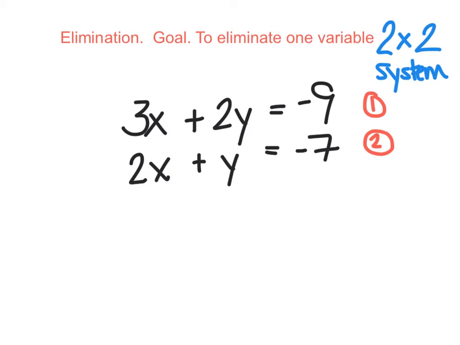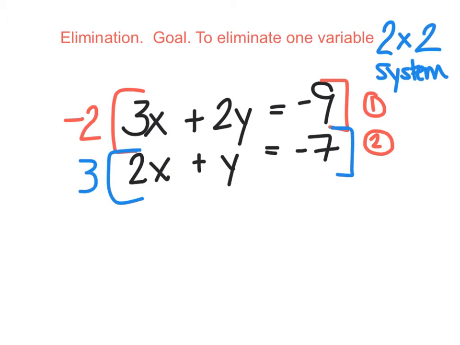So remember, your goal is to eliminate either the x's or the y's. And it really doesn't matter. You can't go wrong. Let's say you want to eliminate the x's. That would mean I need these two numbers to be the same number but different by a negative sign. So here's what I'm going to do. I'm going to take equation 1 and multiply it by a negative 2. And then I'm going to take equation 2 and multiply it by a positive 3.